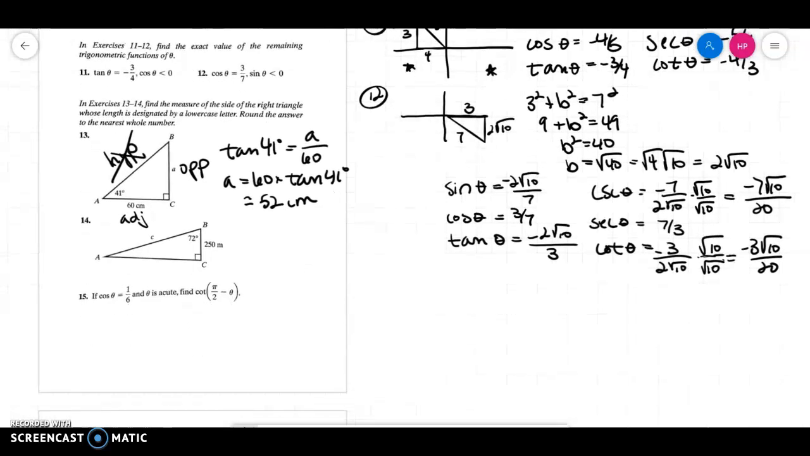14, very similar. I have my hypotenuse labeled as C, so I'm looking at that guy. The 72 is formed by the 250 and the hypotenuse, so that makes that the adjacent. So it's my opposite that I don't care about.